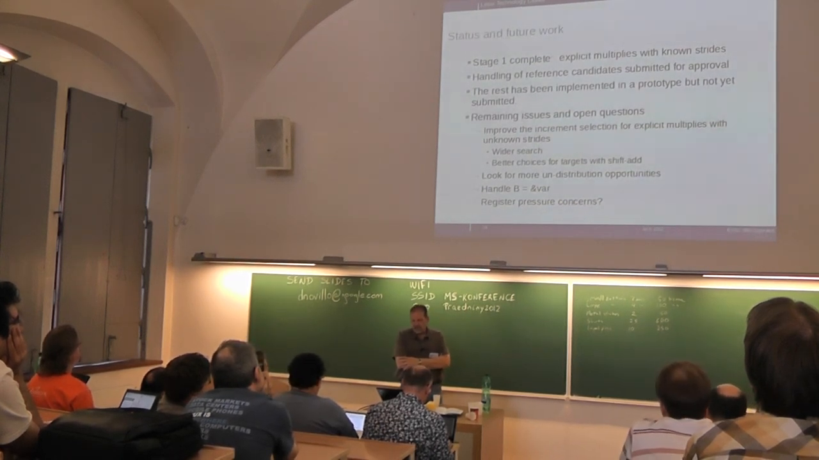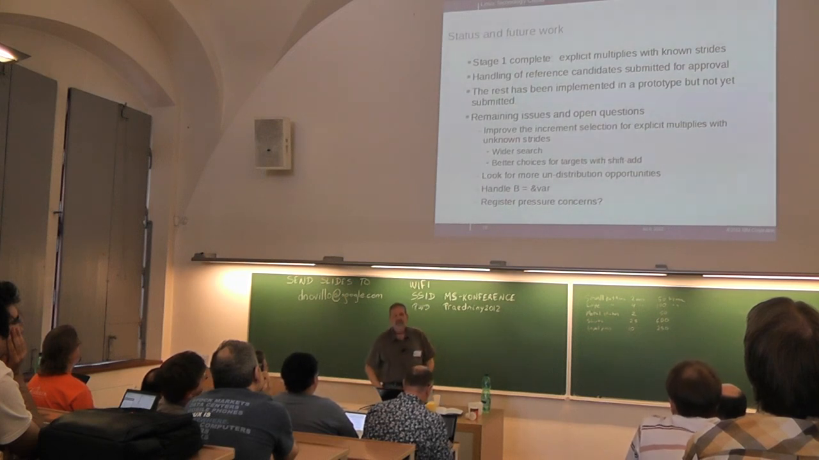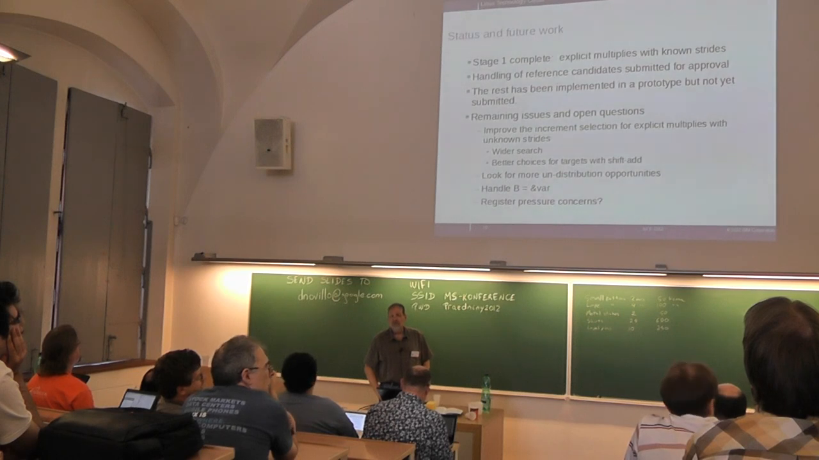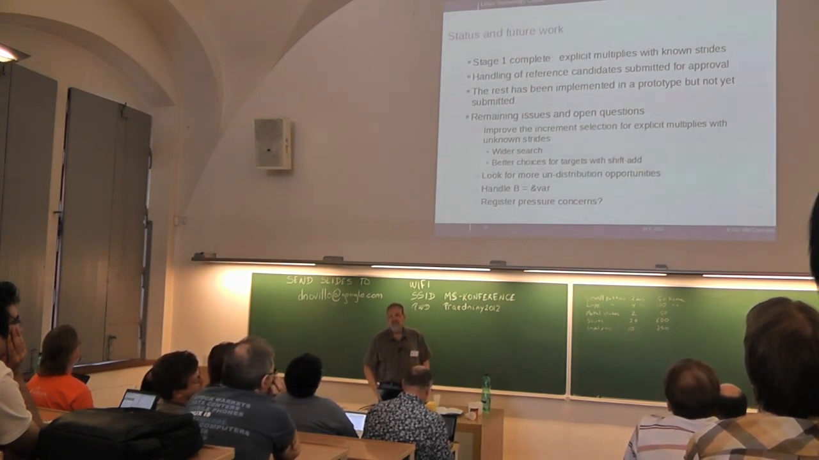Some of the additional remaining issues, I talked about needing to improve the increment selection for the explicit multipliers, look for a wider possible search, and do better choices for targets to shift add, so we can also incur perhaps the most increment.